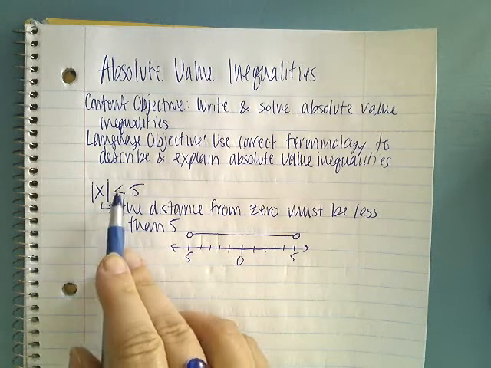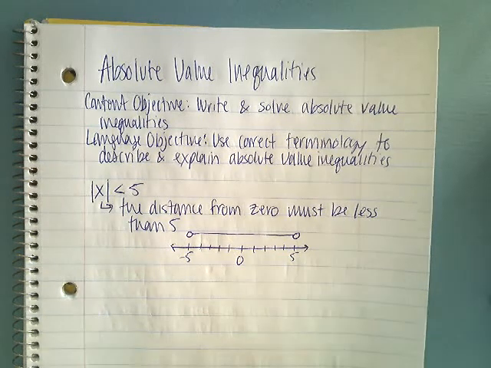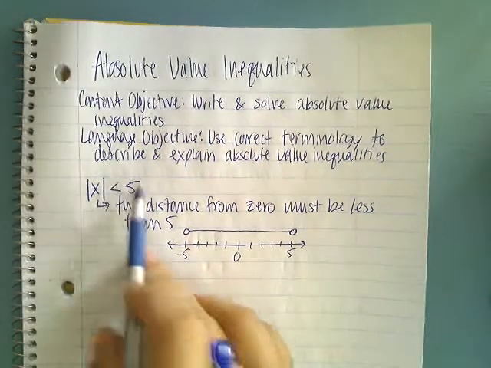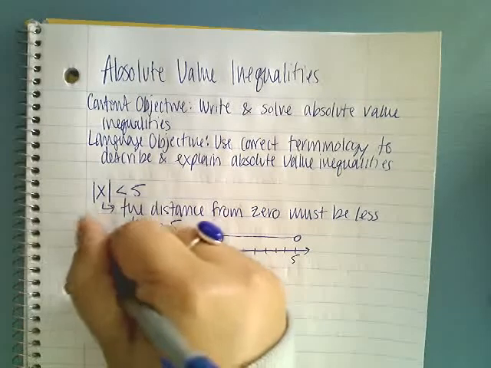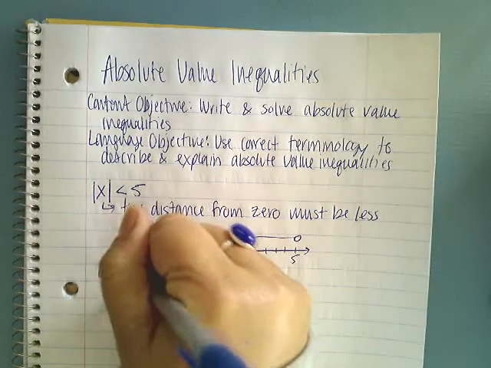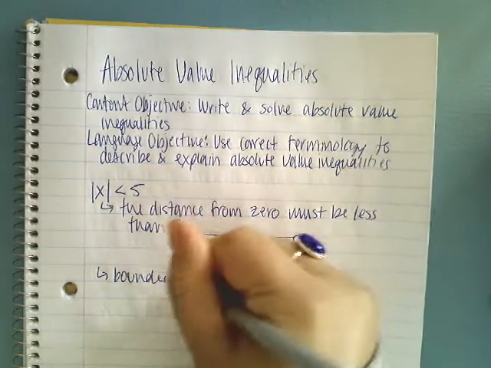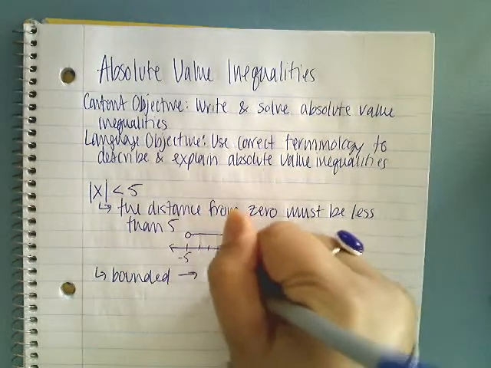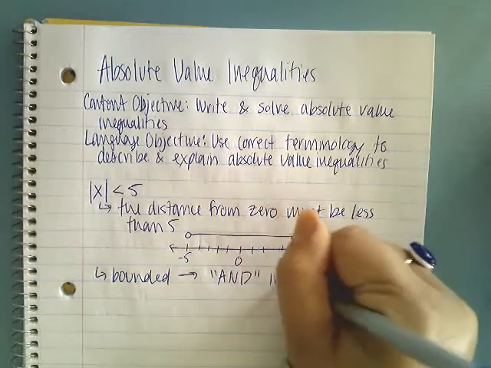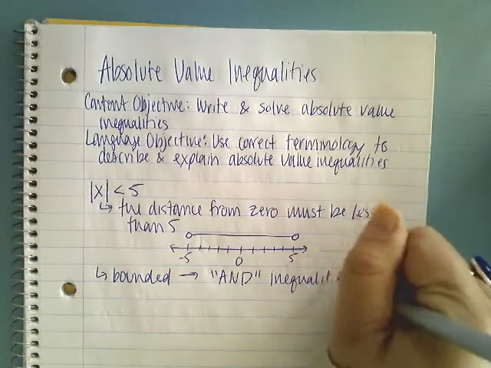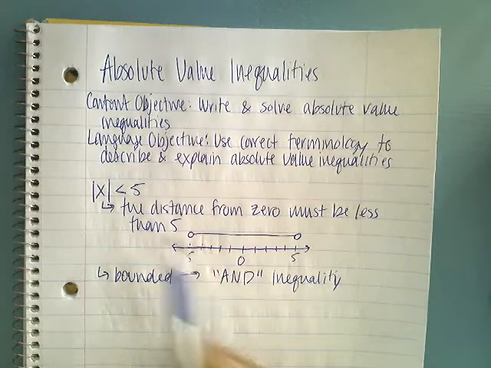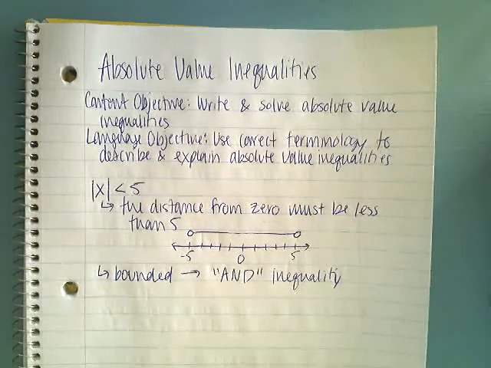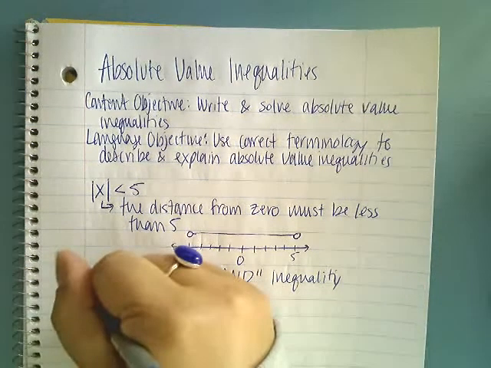So if I end up with an absolute value is less than, that means the distance has to be less than that number or that distance. So it is going to be bounded, which means it's going to be an and inequality. So my solution set is going to end up being an and inequality because I know my distance is going to be bounded because it has to be less than a certain amount. So we're going to do an example of that one first together.